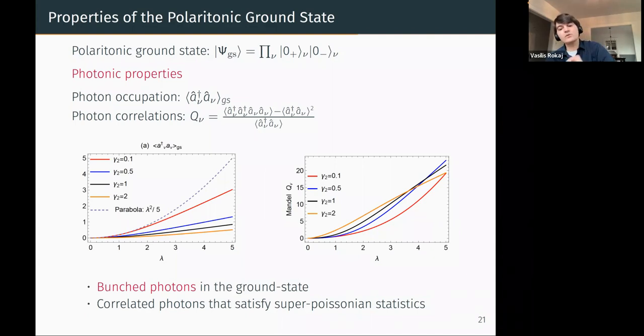Okay, and I would also like to say that there is a third regime, a third type of statistics that shows up between photons, which is called sub-Poissonian, and these relate to quantum light. So in this case, the Mandel Q parameter becomes negative, but this is something that here in the ground state doesn't show up. But we still have this non-trivial correlation between the photons.